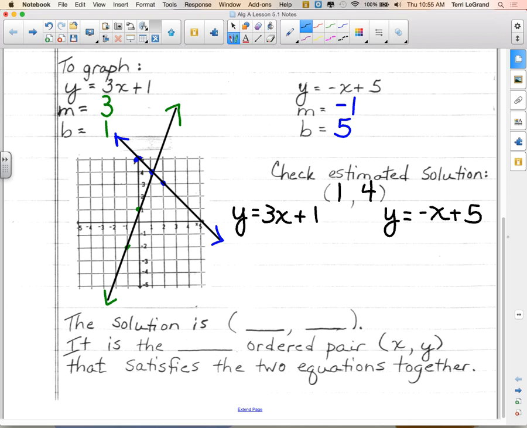So what are we going to put in for y? 4. We think y is 4. And what are we going to put in for x? 1. So we get 4 equals 3 times 1?